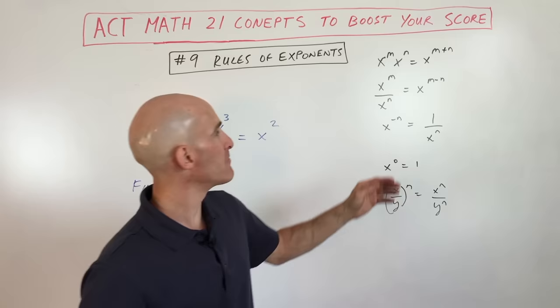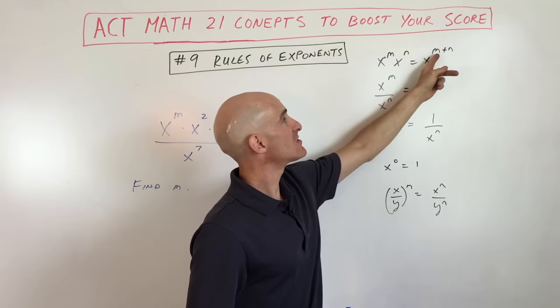So first things first, when you multiply and you have the same base, what do you do to the exponents? You add them. When you divide and you have the same base, what do you do to the exponents? You subtract them.